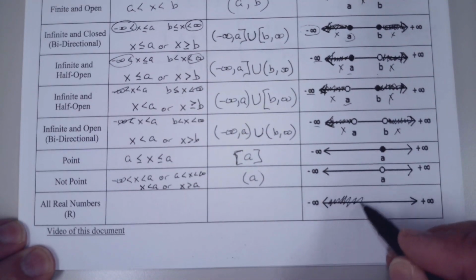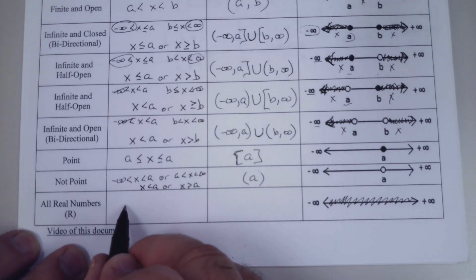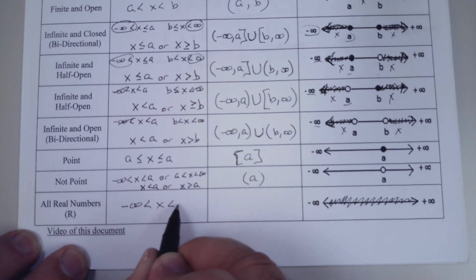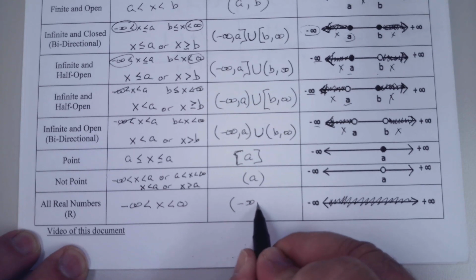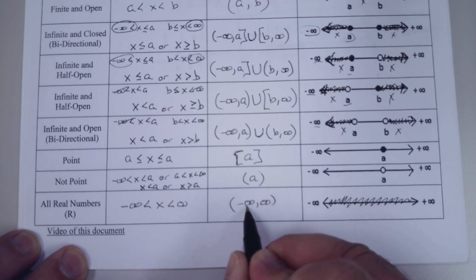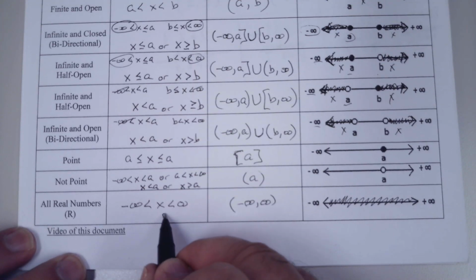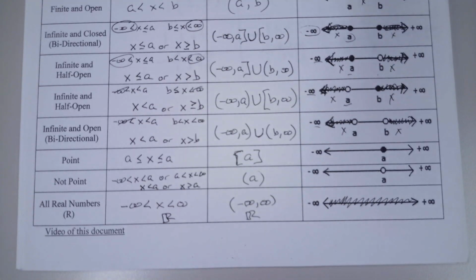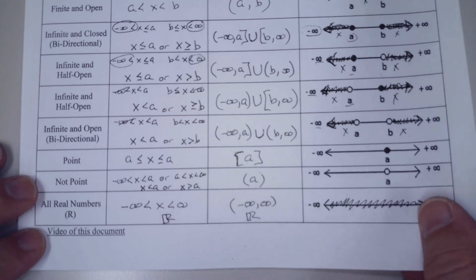And as we said earlier, if we ever have everything from negative to positive infinity, we can just write R. It means the set of all real numbers. All right, now let's look at some examples.